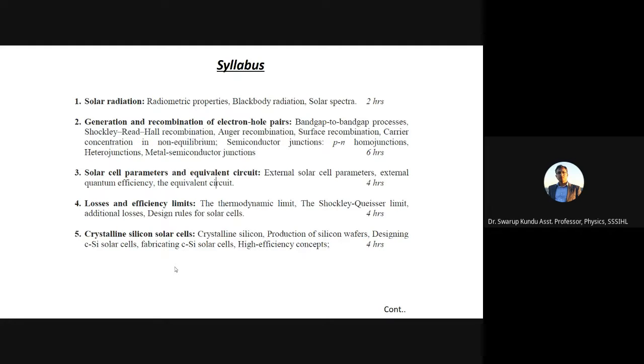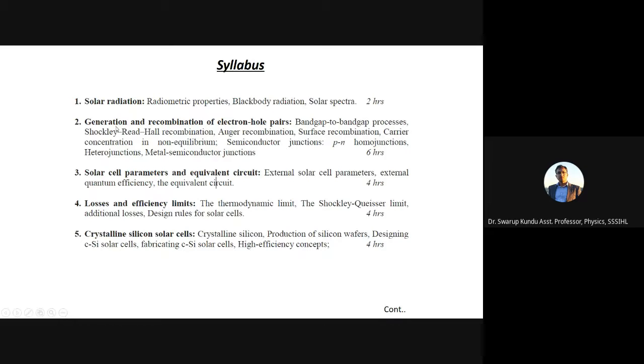So in the syllabus, first we have solar radiation. This is the basic requirement, right, for a solar cell or a photovoltaic system to function? So we'll learn about solar radiation, a few radiometric properties like black body radiation, then Wien's displacement law and all. And we'll analyze the solar spectrum.